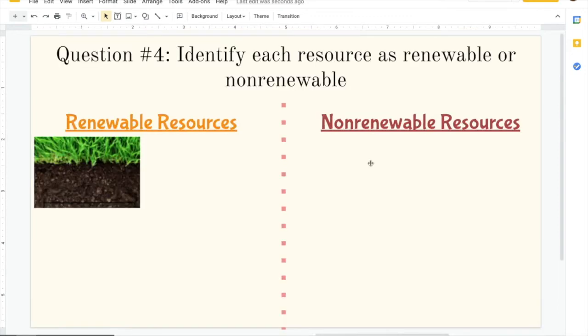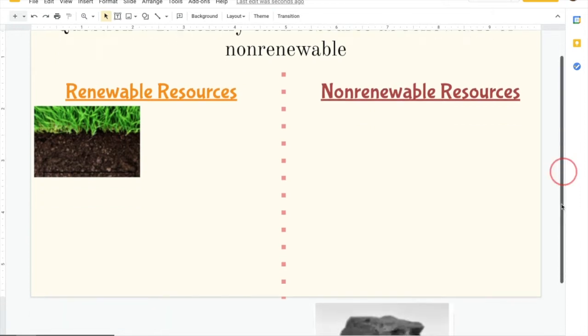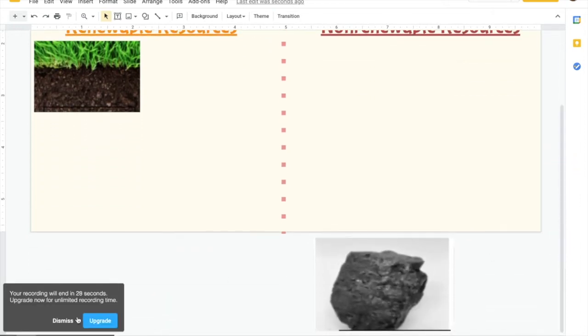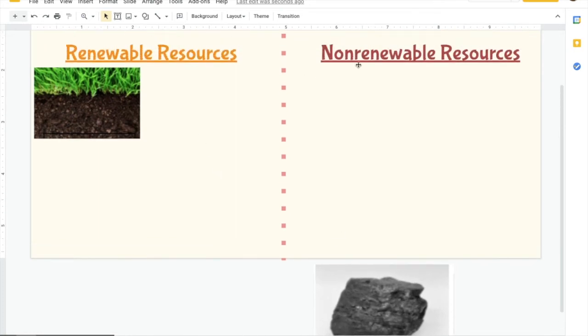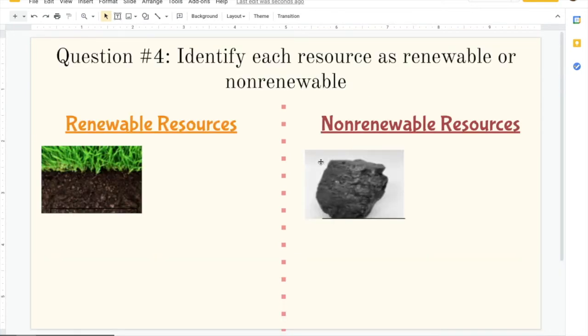If you said renewable, that is correct. Soil is a renewable resource. Let's move on to our next resource. Our next resource is coal. Is coal a renewable resource or a non-renewable resource? If you said non-renewable resource, that is correct. Coal is an example of a non-renewable resource. Coal is found in mines and it takes a very long amount of time and a lot of pressure from our planet Earth to create coal.